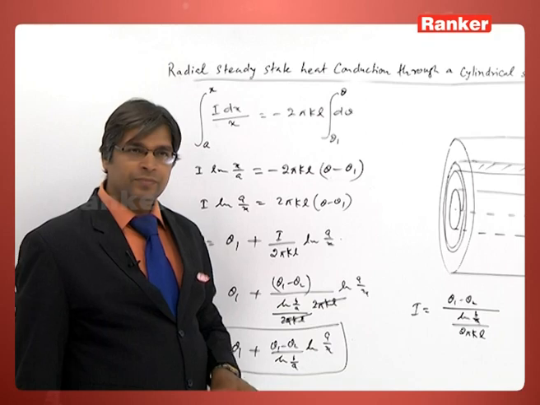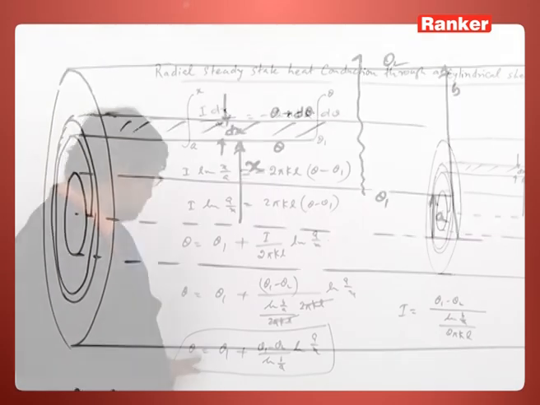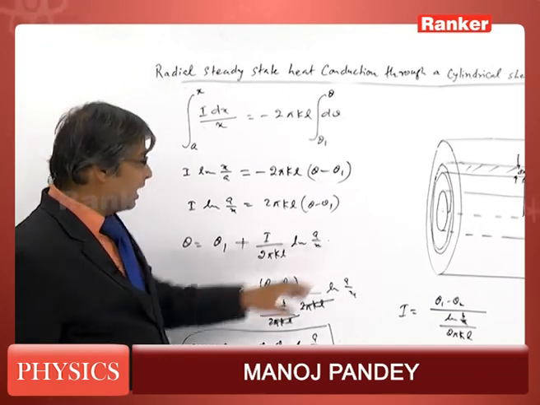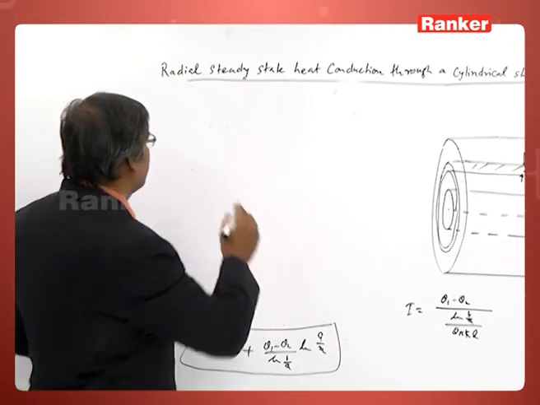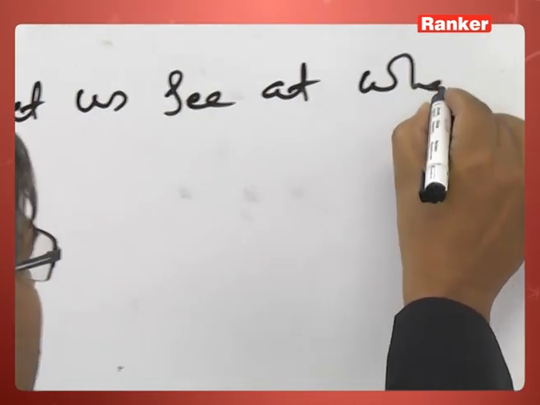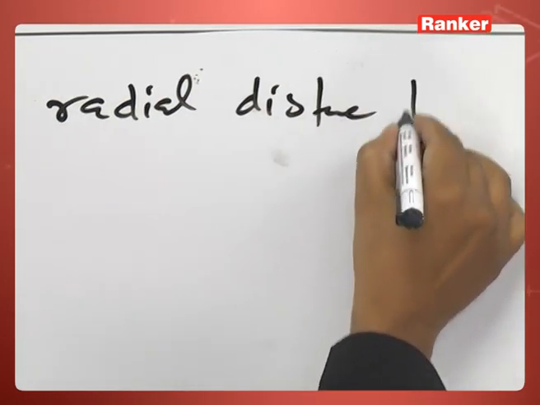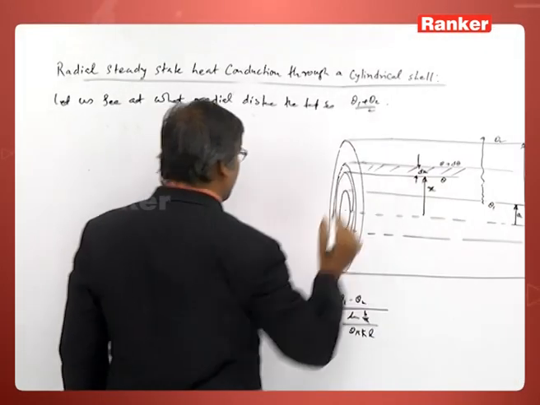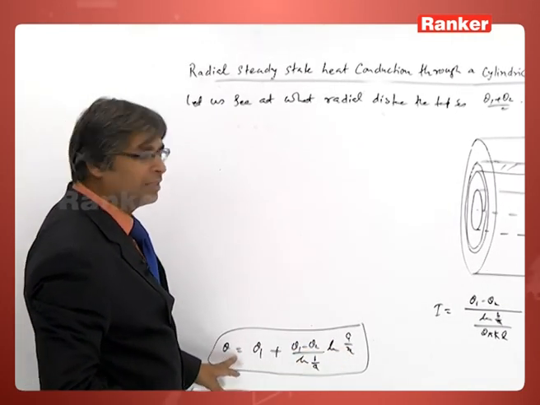or conductor. Now, we will calculate at what value of x, this temperature will be the average temperature of inner and outer radii. Now, let us see at what radial distance the temperature is theta 1 plus theta 2 by 2. So, what we do? We have to calculate the value of x for which theta is equal to theta 1 plus theta 2 by 2.